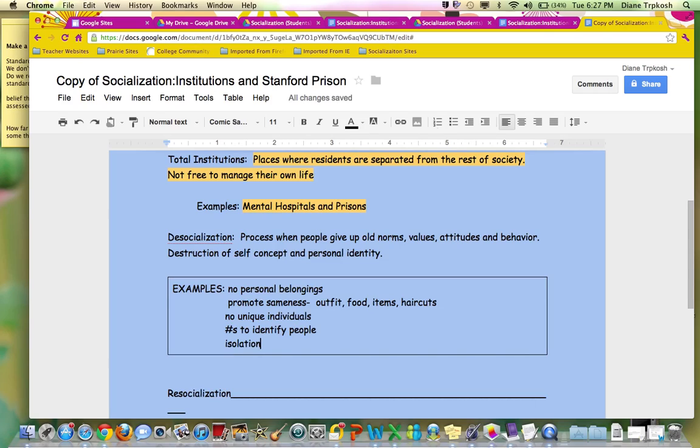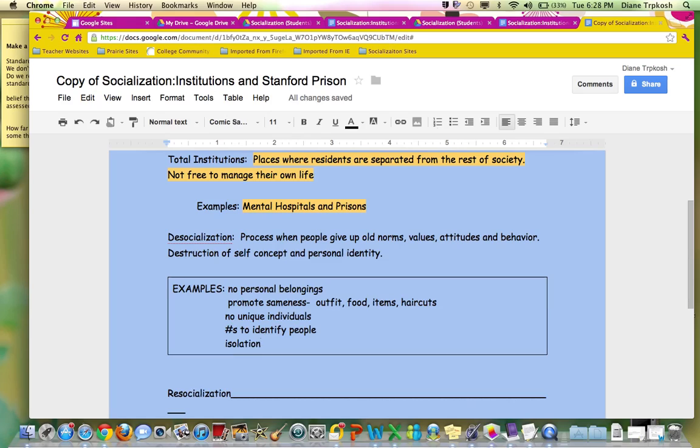Now, some of you might be saying, if you didn't know this was a prison system, you might think of something else that we have in our society that is considered an institution, maybe not a total institution, but they try to promote sameness with outfits, food, haircuts. They have numbers to identify people. They don't really necessarily use isolation. Many of you might come to the conclusion that an institution that we have that does some of these same things is our military. And there are specific reasons why our military wants to promote sameness and conformity. And somebody just needs to make sure that they remember to ask me that on Friday.